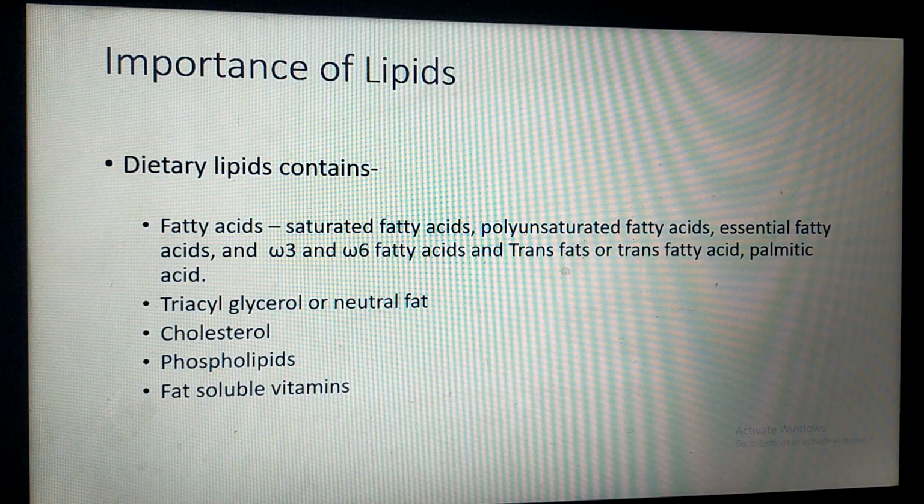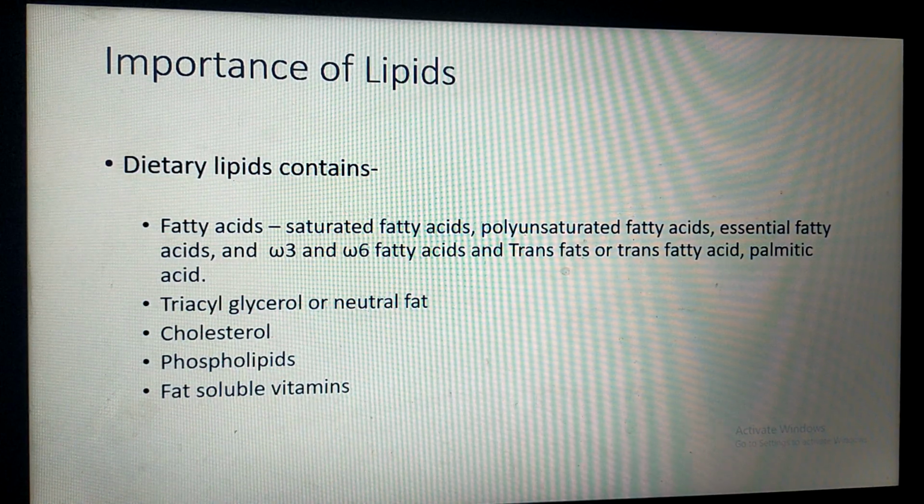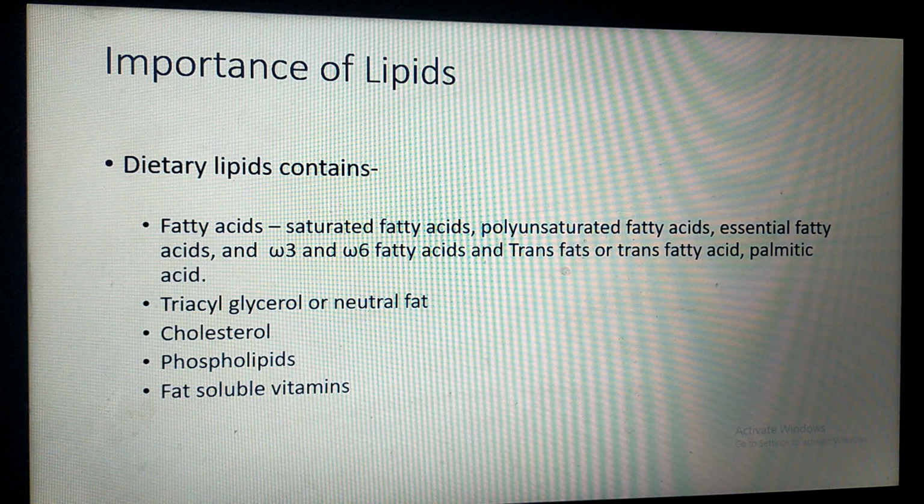Now, dietary lipids. These contain fatty acids, triacylglycerol, also called as neutral fat, cholesterol, phospholipids, and fat-soluble vitamins. Fatty acids may be various types like saturated fatty acids, polyunsaturated fatty acids, essential fatty acids, omega-3 and omega-6 fatty acids, trans fatty acids, and palmitic acid. Now we will study in detail one by one.